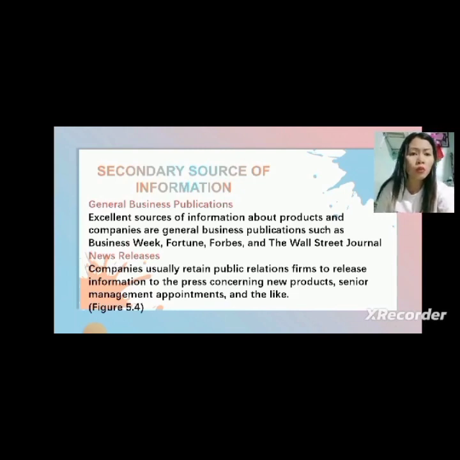Companies usually retain public relations firms to release information to the press concerning new products, senior management appointments, and the like. News release, nakapaloob dito yung mga ulat tungkol sa mga produkto na ilalabas mo para ma-promote ang iyong produkto.